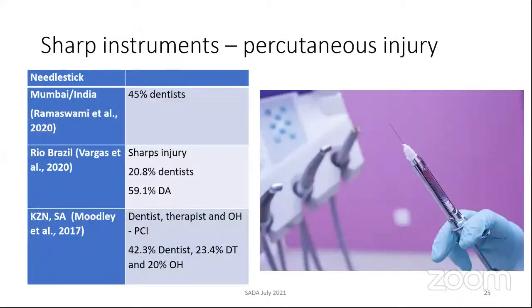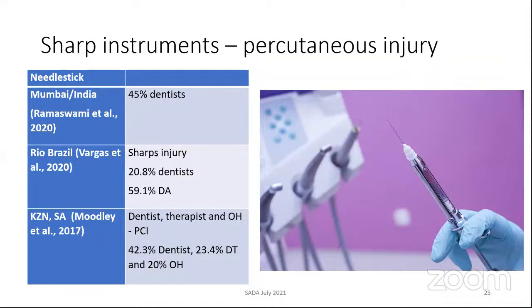Sharps in dental practice poses a risk for percutaneous injury. This is an issue. In Mumbai, 45% of dentists had some sort of percutaneous injury in a study done by Ramaswamy. Brazil also showed 59% of dental assistants and 20.8% of dentists having some sort of percutaneous injury.